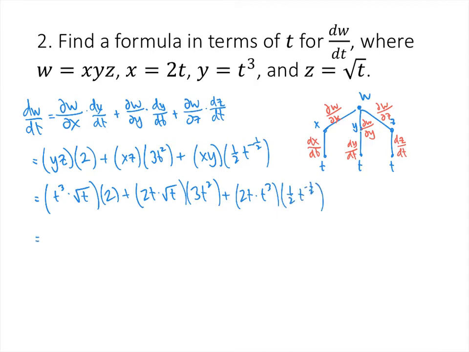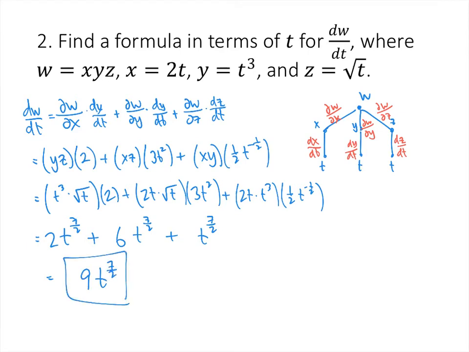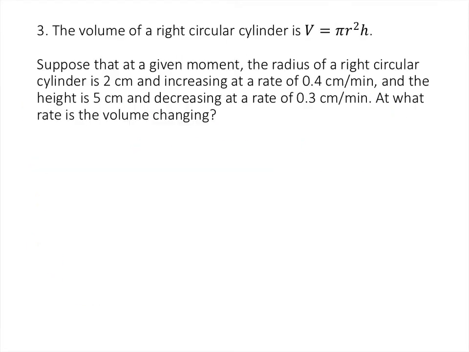All right, so t cubed times the square root of t, that's going to be t to the 7/2, multiplied by 2. T times square root of t times t squared, that's also going to be t to the 7/2. 2 times 3 is 6. And then here, once again, we're going to get t to the 7/2, and then 2 times a half is 1, so that's just t to the 7/2. And then 2 plus 6 plus 1 is 9, so we get 9 times t to the 7/2.